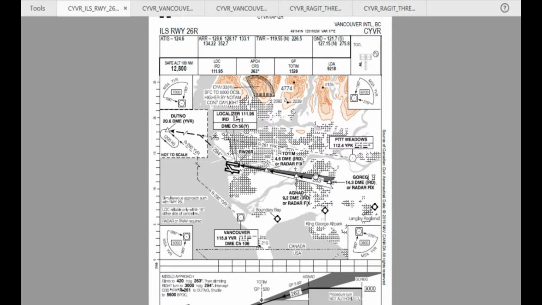Also, we can see once again the final approach course of 263 degrees and various other visual waypoints around here, such as Boundary Bay Airport, King George Airport, Langley Regional. This just gives pilots a sense of other airports in the area as well, so they can know where to expect other traffic. We also see that the Vancouver VOR, like actually many airports, is not located at the airport, but rather a few miles south. And the frequency for the Vancouver VOR is 115.9. That's the Morse code there. And the DME channel is 106.